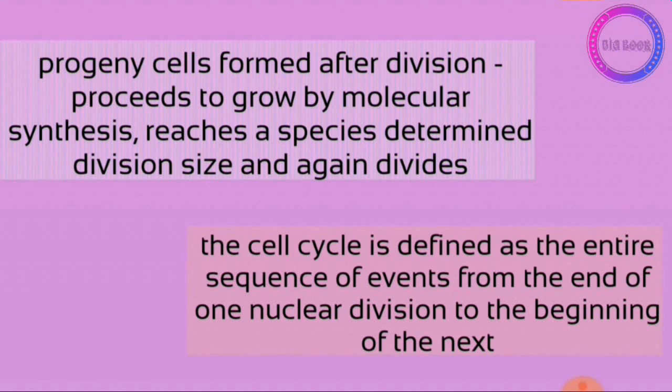The cell cycle is defined as the entire sequence of events from the end of one nuclear division to the beginning of the next nuclear division.